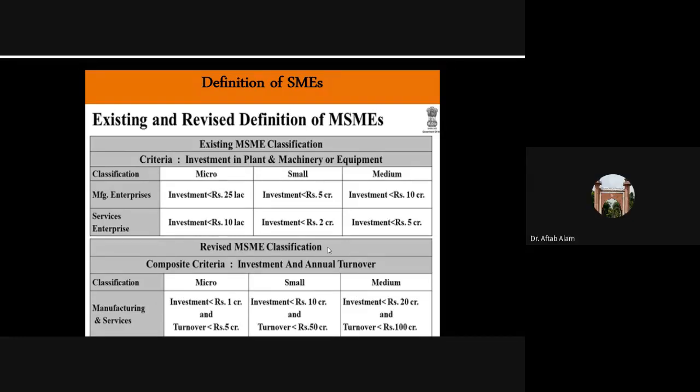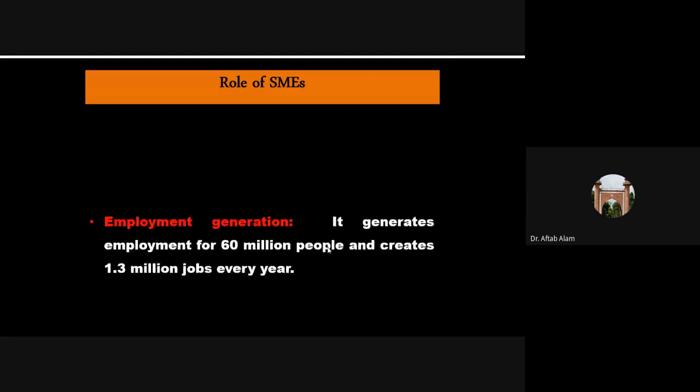You can take a screenshot of this page, this PPT, if you wish. Okay, so moving on to the next slide, we will see now the role which is played by SMEs. What role do SMEs play in the economy? So let us see the role of SMEs.